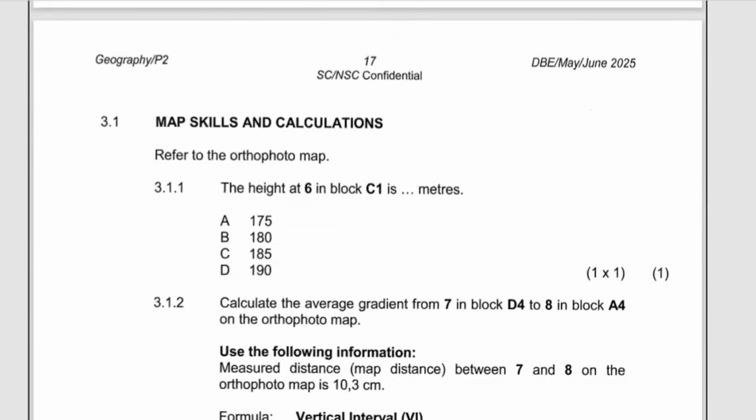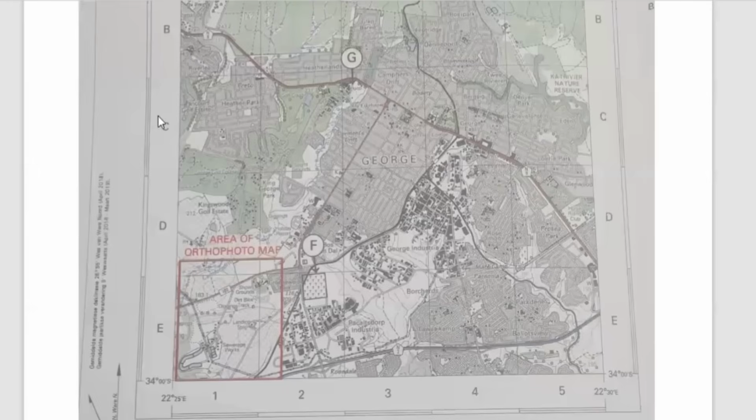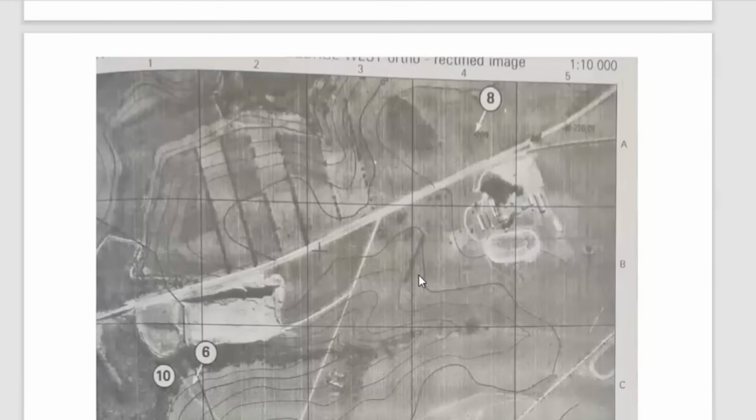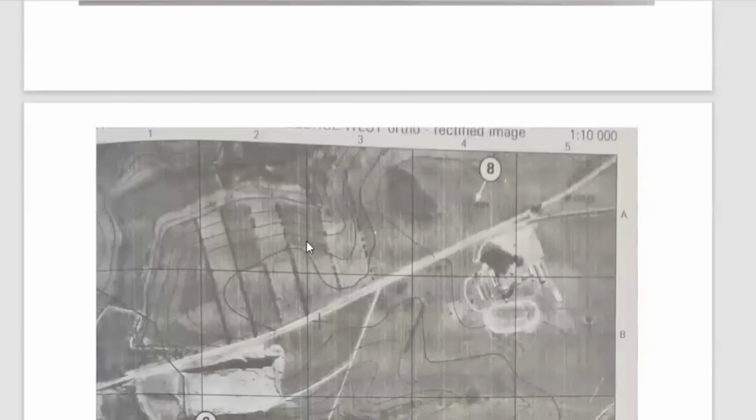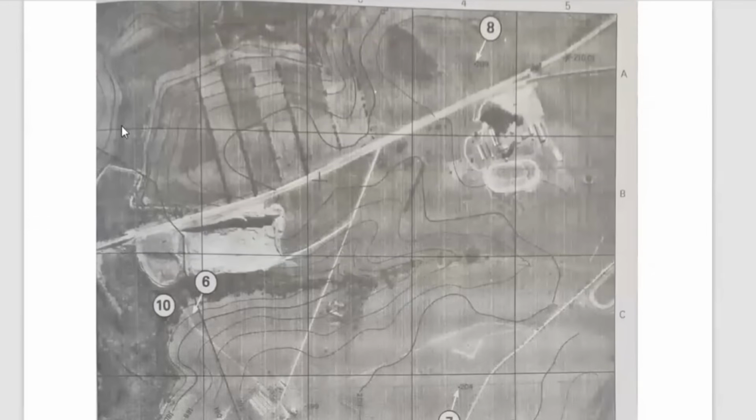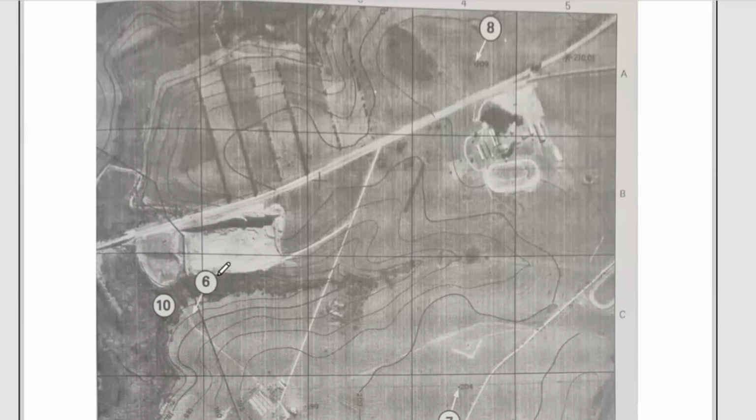Right, we check on our map to try and identify clues of height. We want to use our orthophoto map. We want the height at 6 in block C1. Our block C1 is ABC and number 1. This is our 6. We want to figure out the height of this contour line here. That is what is required by the question. We want to figure out the height of that contour line.